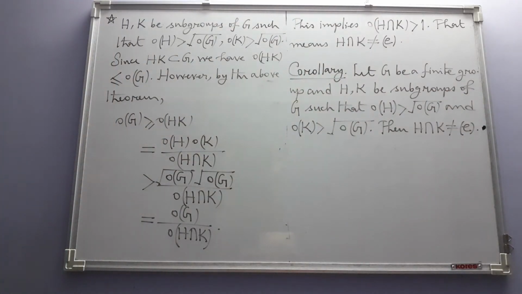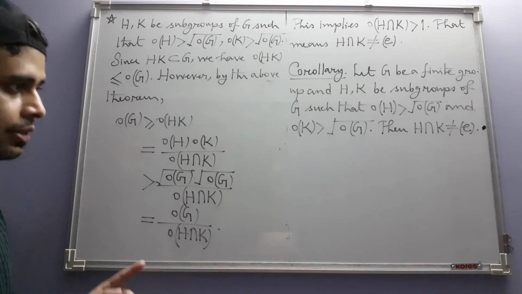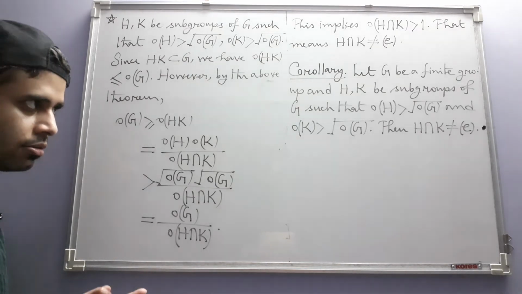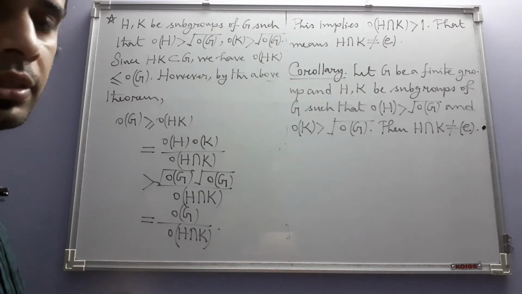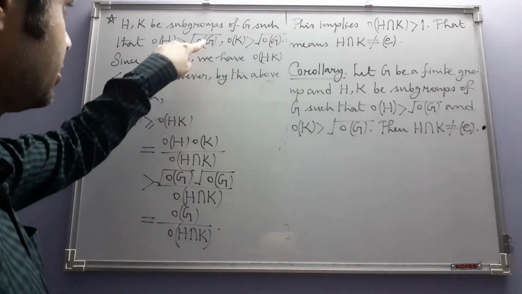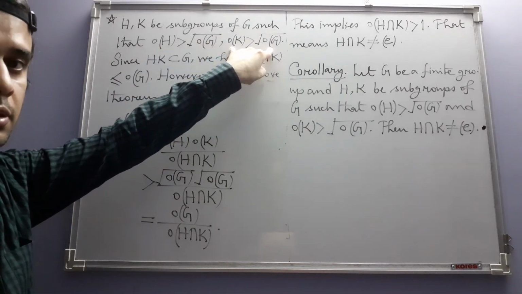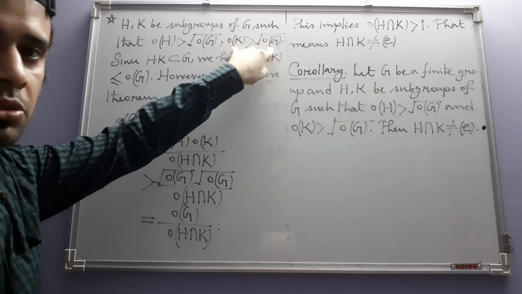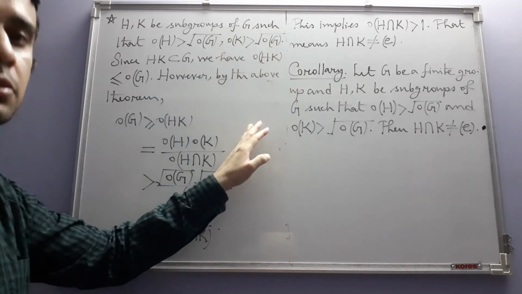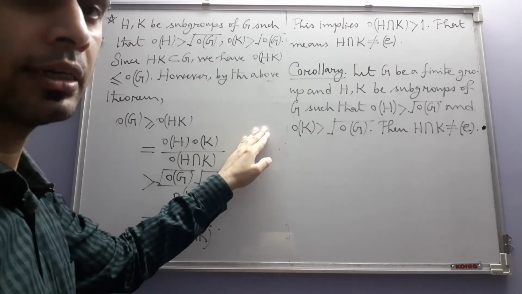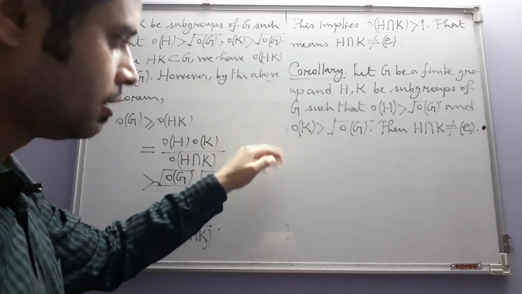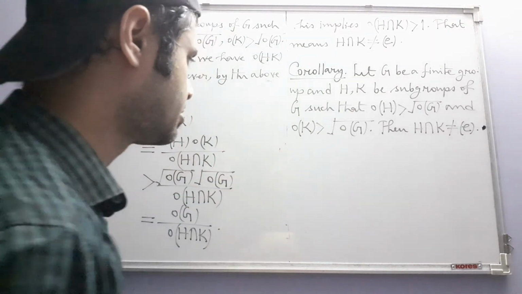So that's the corollary. You can think that fine, this is a fine result, but what about these conditions? In what situation will these conditions be true, so that you can apply this corollary to conclude that H and K intersect non-trivially? One such situation is this.